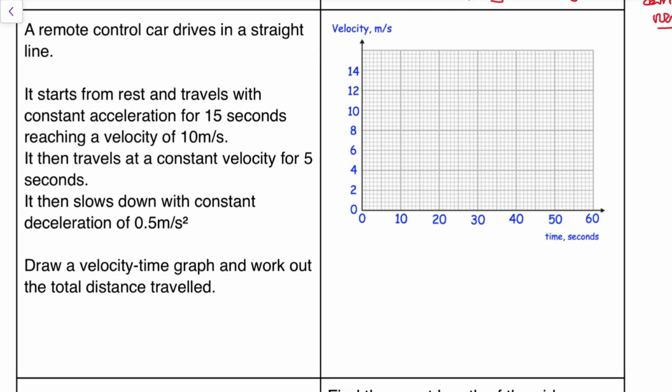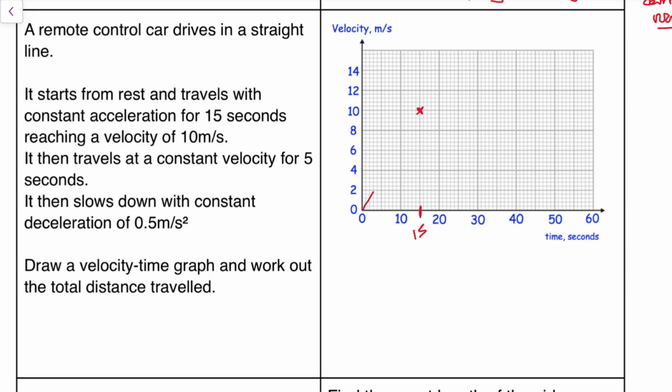A remote control car travels in a straight line. It starts from rest and travels with constant acceleration, i.e. the gradient is constant, for 15 seconds. So 15 seconds is here, and it reaches 10, which is this point here.